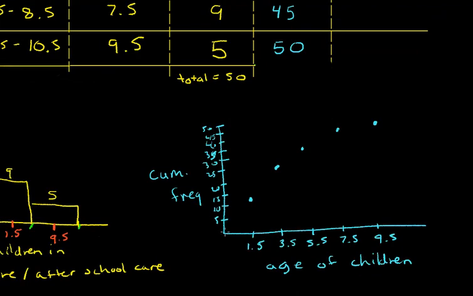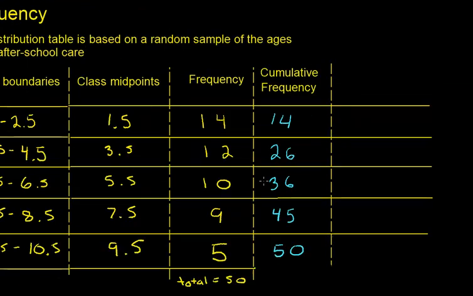When you draw your line, you always start at the origin and then go up and through all your points. You're just connecting the dots. So there you go. That's the cumulative frequency line graph and the cumulative frequency table.